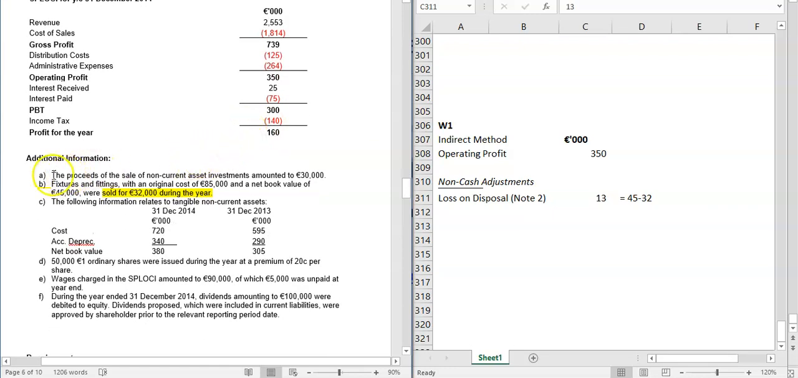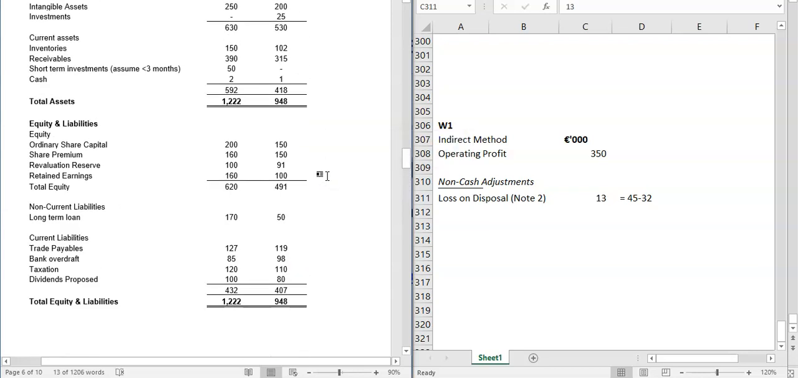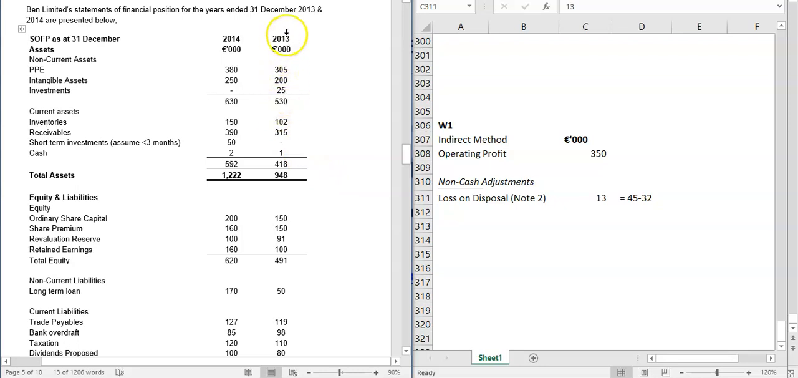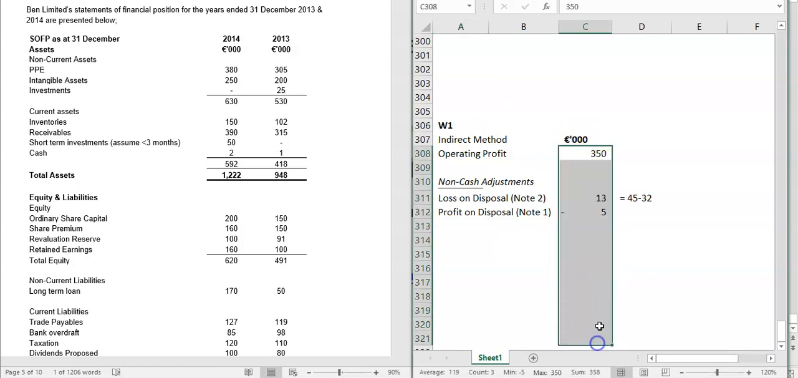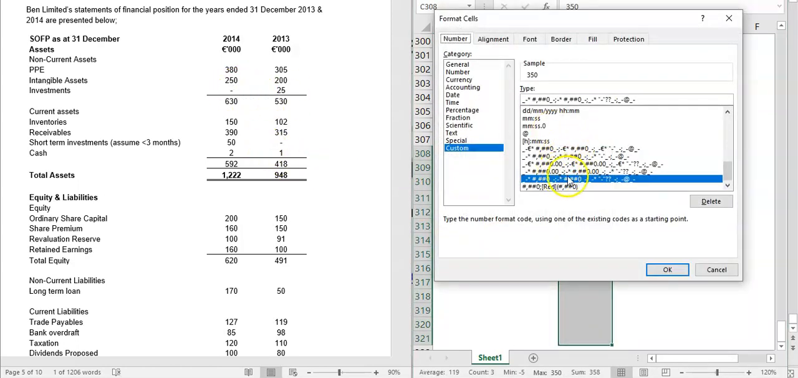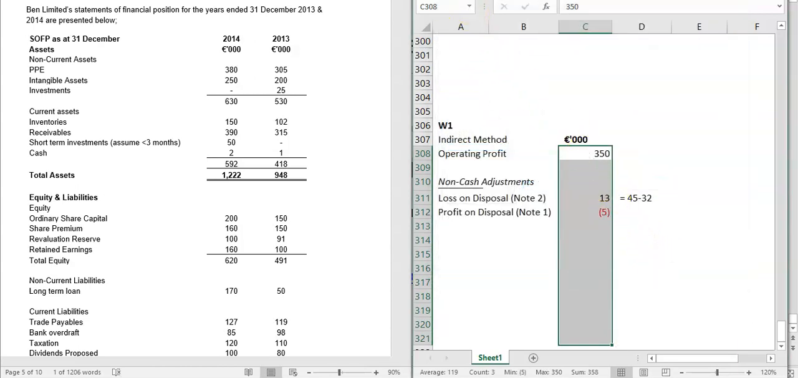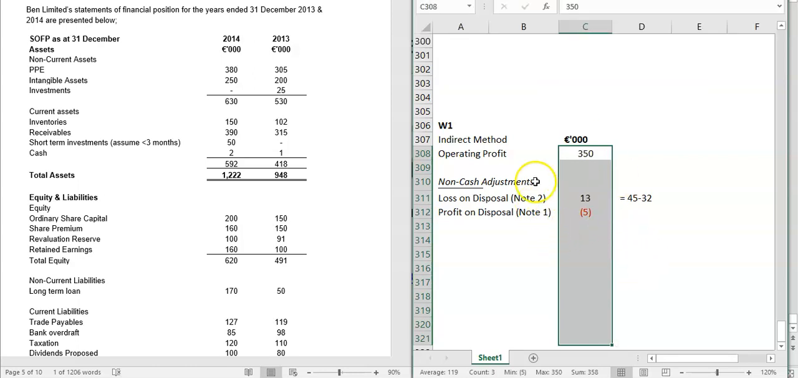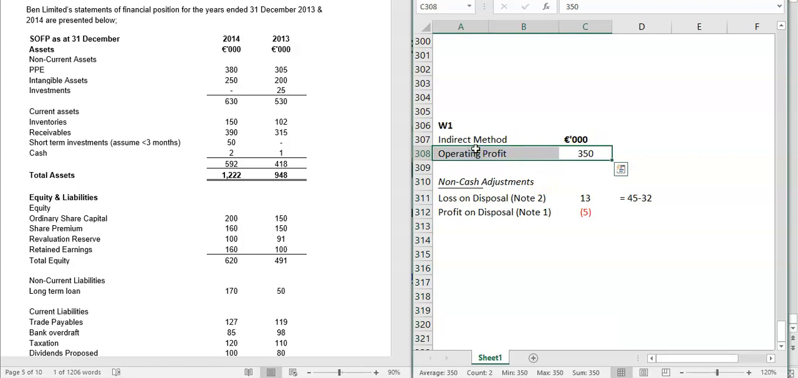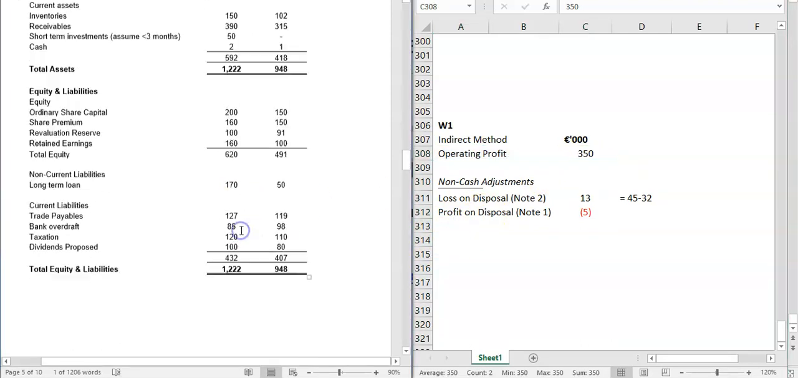So the only other thing we need to watch for here is part A. The proceeds of non-current asset investments amount to 30,000. So if we go back up here, non-current asset investments in 2013, last year, were 25, and you sold them for 30. So there's a profit on disposal there, which is note 1, and you do minus 5. The reason you're doing minus 5 is that you would have recorded a profit when you sold it this year. You would have debited bank 30, credited investments 25, and credited the P&L 5. So in that operating profit is a non-cash adjustment of 5, because you sold it for 30.